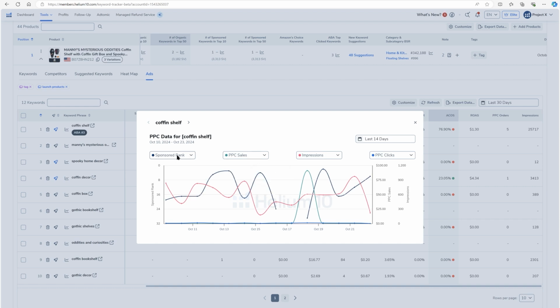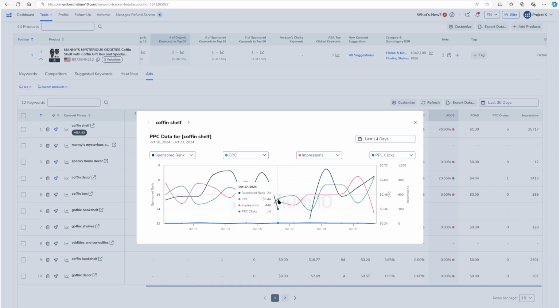Maybe I want to compare my sponsored rank to my cost per click. Okay. So for example, this cost per click is green. It was kind of low here, like 29 cents. But look here, what happened to my rank? It wasn't that low, but right after I lowered my bid, look what happened to my sponsored rank. It actually started going down. All right. When I raised my bid, look, my sponsored rank went up. So these are super cool things that I can go ahead and graph.